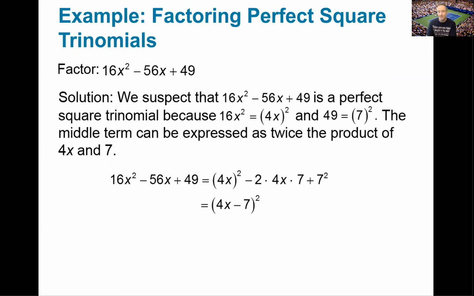49 is 7 times 7. So instantly I suspect, hey, this is going to be a perfect square trinomial. So that's what I'm saying. We suspect it's a perfect square trinomial because of that. Now, is it a perfect square trinomial?